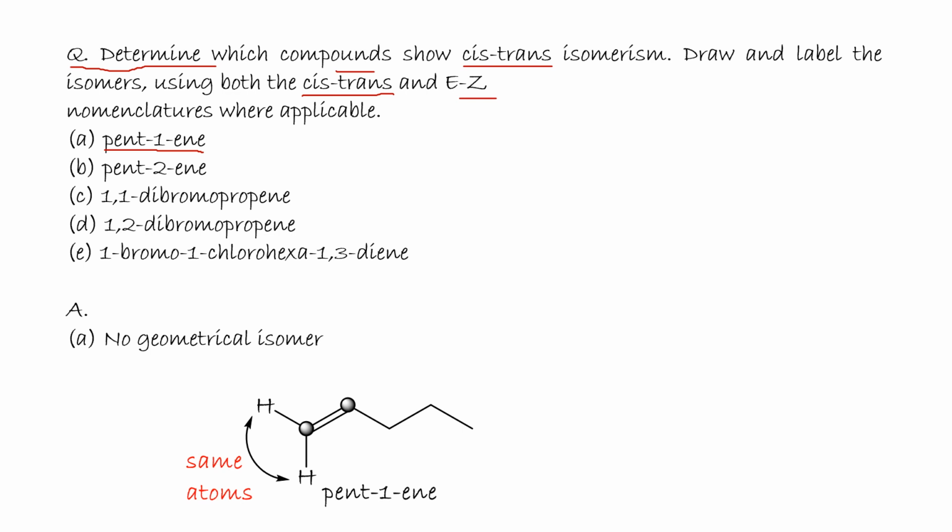1-pentene, or pent-1-ene. When we draw this molecule, we find that carbon number 1 has 2 identical hydrogen atoms. So we cannot say that there are geometrical isomers. Okay?